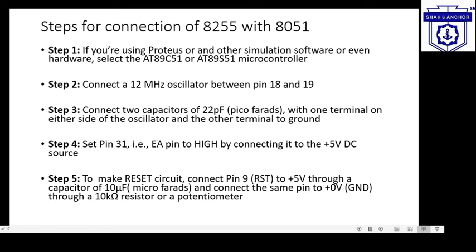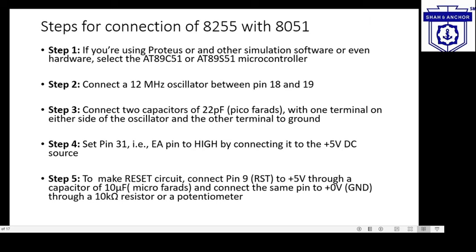So what are the steps? If you are using Proteus as a simulator or any other simulator, you have to select some specific type of microcontroller. Here we are selecting AT89C51, that is Atmel 8051 microcontroller. Then next, step number 2, we have to connect a 12 MHz oscillator between pin number 18 and pin number 19.